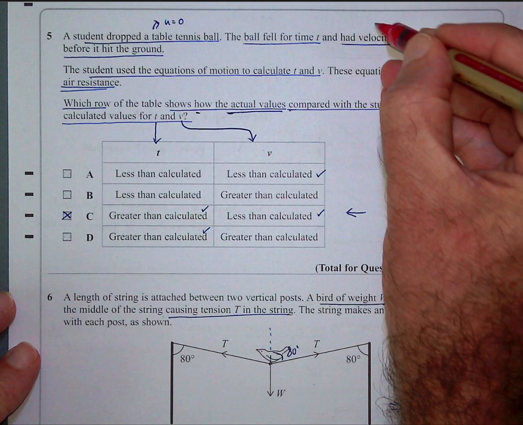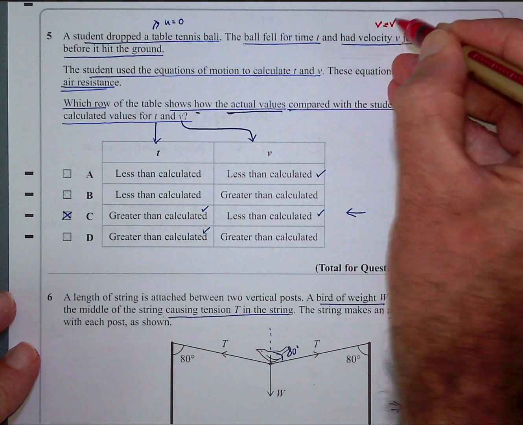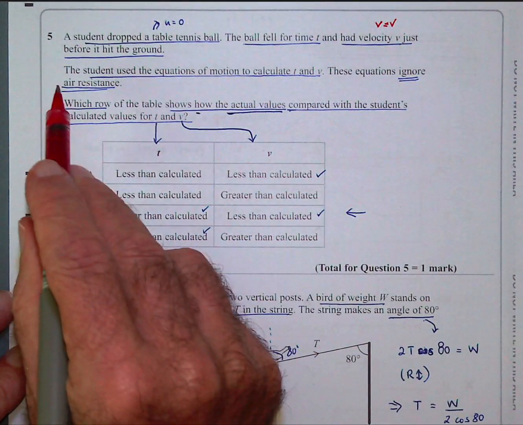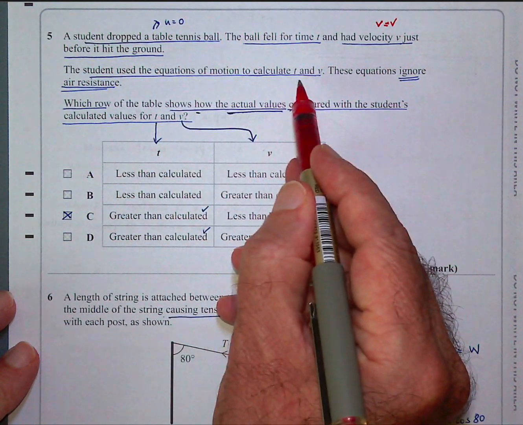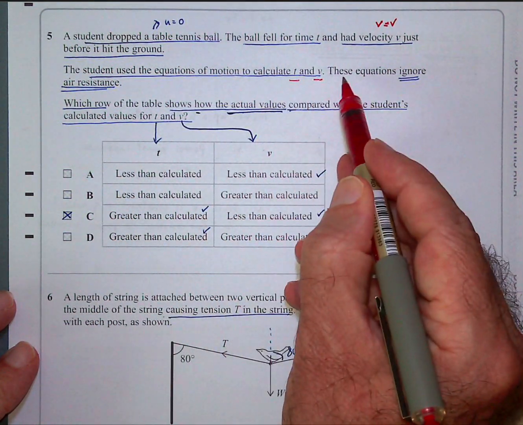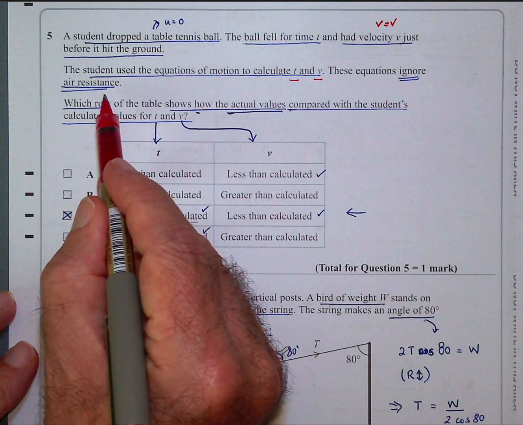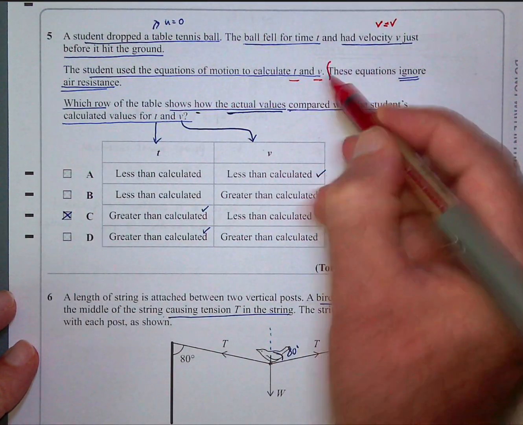So here we've got the final velocity is equal to v, initial velocity is 0. The student uses the equations of motion to calculate t and v. These equations ignore air resistance, so it's telling us we ignore air resistance.